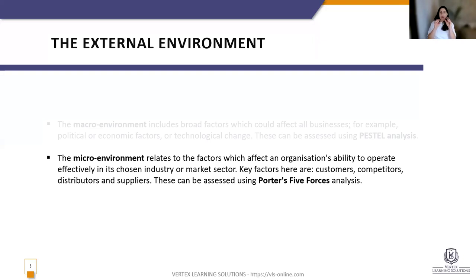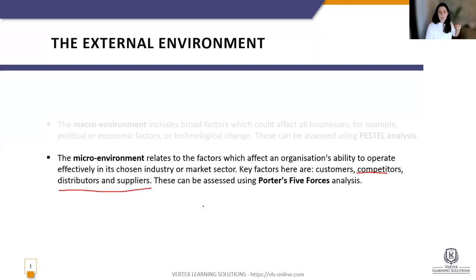There could be microenvironmental factors. They relate to factors which affect our company's ability to operate effectively in its chosen industry or market sector. So the key factors are going to be customers, competitors, distributors, suppliers. All of them impact on whatever we are doing, not how the industries do, but because these are our customers, our suppliers, they have a direct effect on our business.